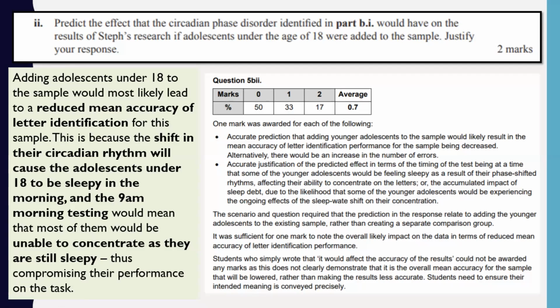Link it back to the actual results that are there. Link it back to the actual concepts that they ask from you in the question, like the sleep-wake cycle shift. Think about it practically. If you were in that situation as an adolescent under 18, asked to sit the test at 9 a.m., how would your performance on the test be affected? So that's essentially what this question is asking us.